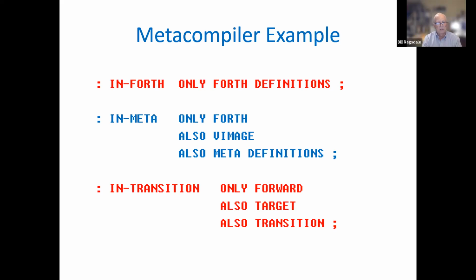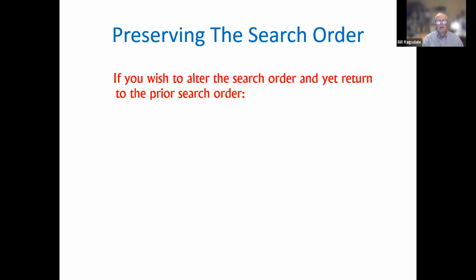Finally, in transition is quite unusual. Forth is not contained. The only search order is forward, target, and transition. So at this point, you've created a new forth system and you want no access to the old one, because any words you would execute at this point would be from the old system, not the new system. So how can you preserve the search order?